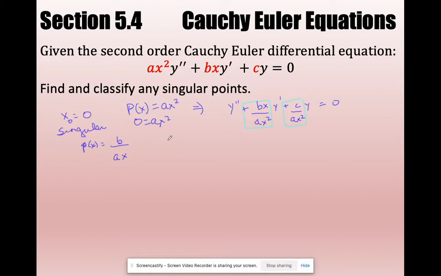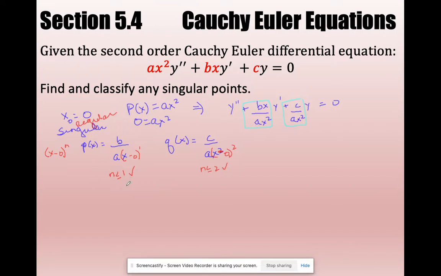But now I want to determine what kind of singularity I have. So you look at the power of x minus 0 to the n in your denominator. N is less than or equal to 1. Check. Here I have x minus 0 squared. N is less than or equal to 2. Check. Therefore, this is a regular singular point with a center at 0.